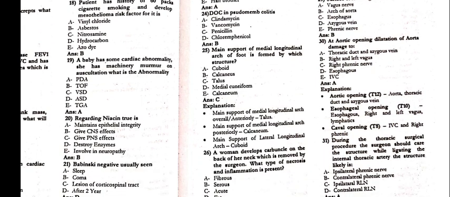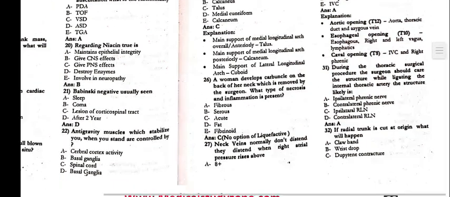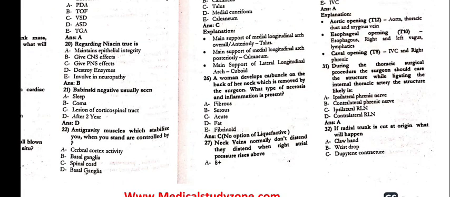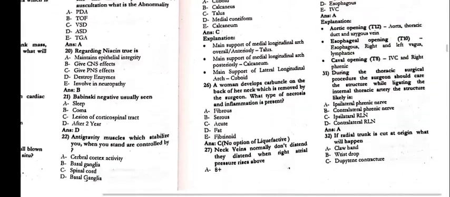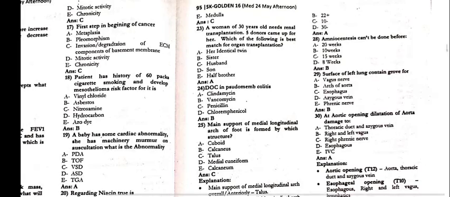19, a baby has some cardiac abnormality. She has a machinery murmur on auscultation, that would be the PDA murmur. 20, regarding niacin, true is it gives CNS effects. 21, the Babinski negative is usually seen after 2 years. Anti-gravity muscles which stabilize you when you stand are controlled by the spinal cord. Next, 23, a 30-year-old woman needs renal transplantation. 5 donors came up for her; the best match of donor transplant is her identical twin.